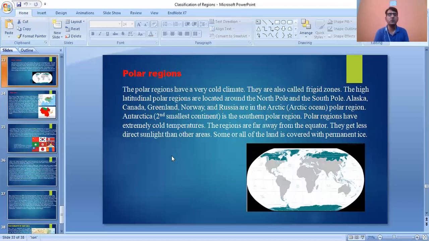This was all about the latitudinal classification of the regions. We saw what countries are found in different regions of the world. In the next class, I will have another topic from political geography. We will discuss the nation state, colonies, territories, and dependencies. We'll see the background of these political systems and political territories.